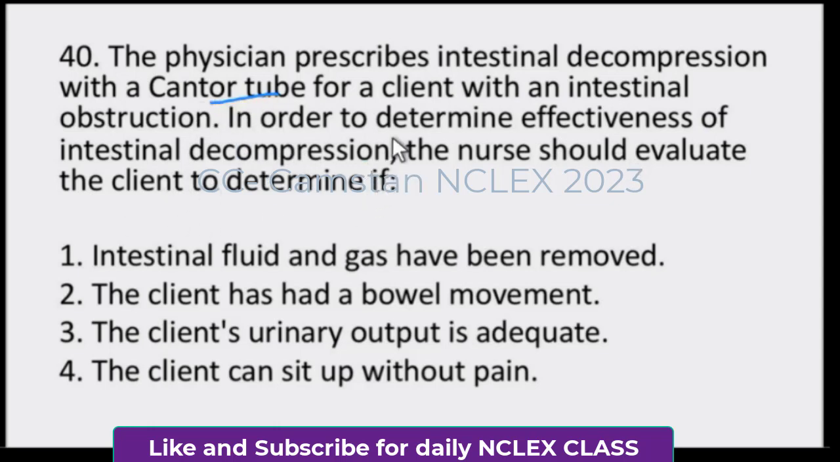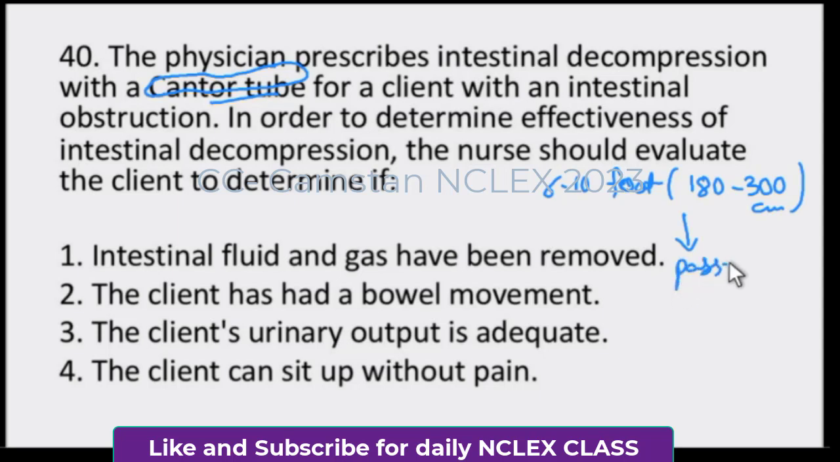Right. So before starting the question, what is a Cantor tube? A Cantor tube is basically a 6 to 10 foot, that is 180 to 300 centimeter tube, which is passed into the small intestine up to the obstruction. It is a 180 to 300 centimeter tube passed into the small intestine to the obstruction.